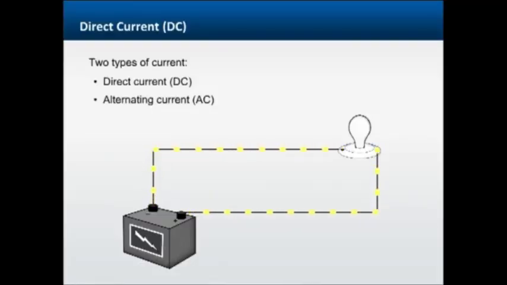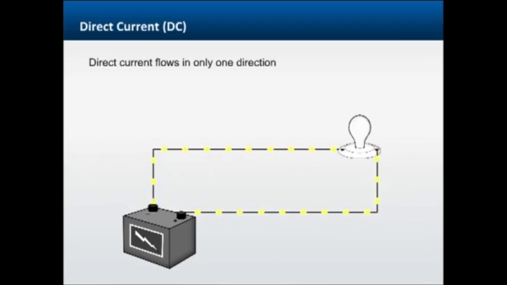There are two basic types of electrical current: direct current, or DC, and alternating current, or AC. In a direct current system, the electrons flow through a conductor in only one direction. Here's a simple example of how this works.